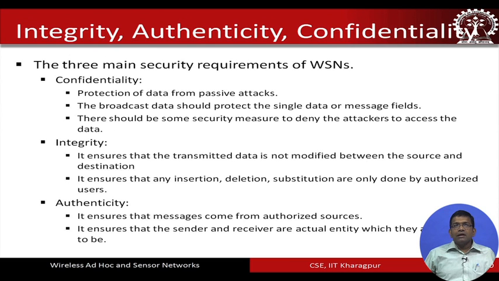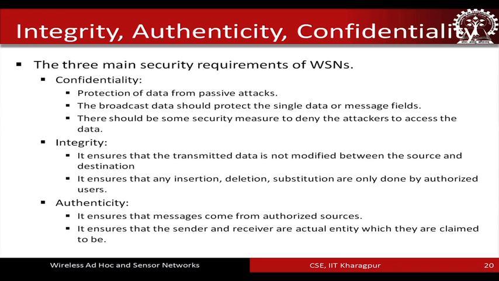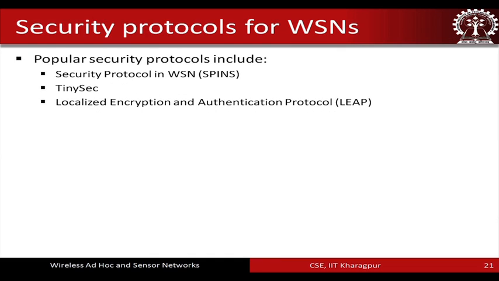Integrity, authenticity, and confidentiality we have already seen before. Confidentiality talks about protecting the data from passive attacks. So, nobody who is not authorized should be able to get access to the data. Integrity is about the data not being modified in transit, and authenticity is that the data should be coming from the authorized sources. These are the things that we have already gone through, just to have a recap of these basic fundamental requirements of security on sensor networks.